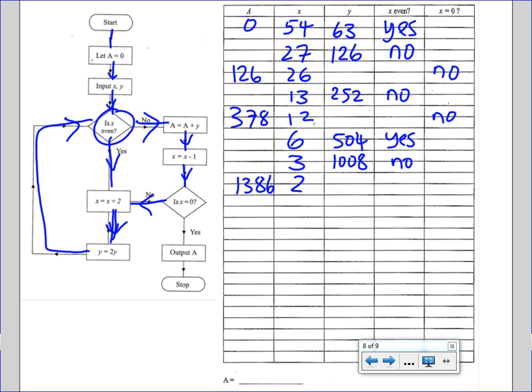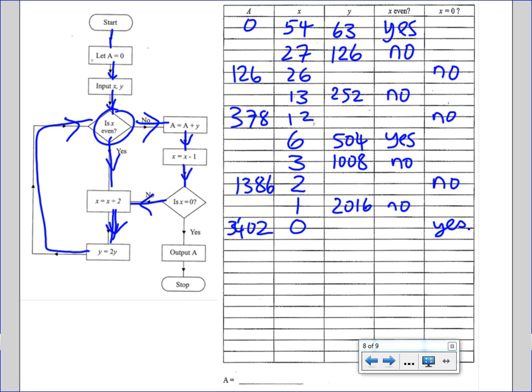And then this is 2. And this is no. And then this gets halved. And this gets doubled. And this is no. And then this is 3402, and this is now 0, and this is now yes, finally.